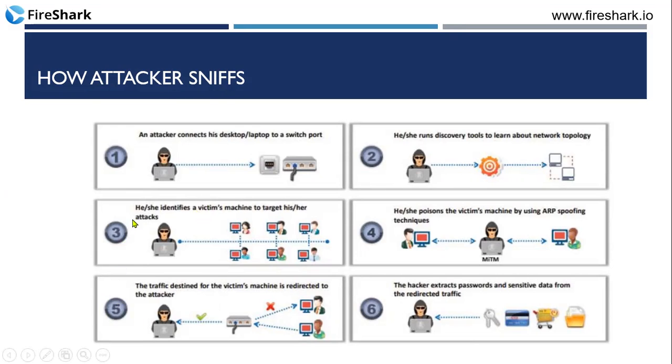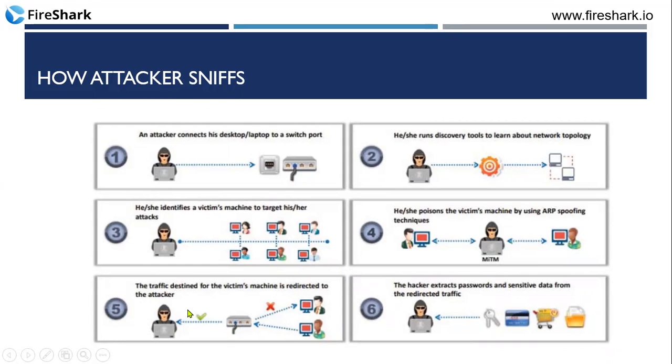Then in the third part, we analyze what network topology is there, and the attacker identifies the victim machine to target, like which is the weakest link. Step four: the attacker who has identified a target machine uses the ARP spoofing or MAC spoofing technique to overflood the tables. That is a type of man-in-the-middle attack.